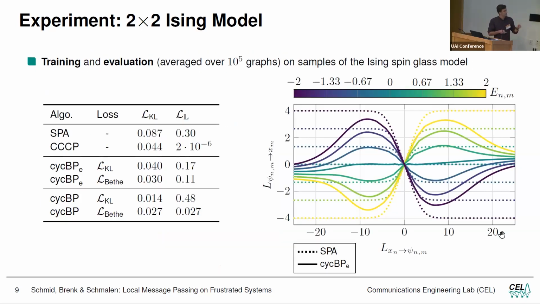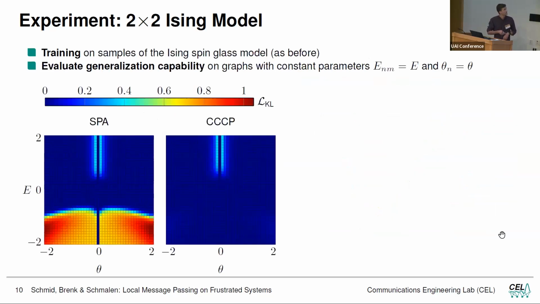Okay, now let's have a look. We now take these mappings which we found and apply them to other types of graphs to just see if they generalize. So now we are considering graphs with constant parameters. And this means that each cell in this graph here basically represents the evaluation on one graph, which has a constant local field at every variable, and also a constant coupling at every coupling within this graph.